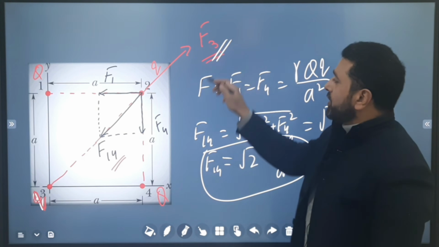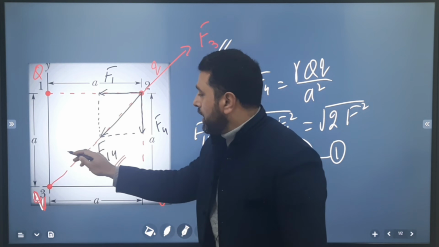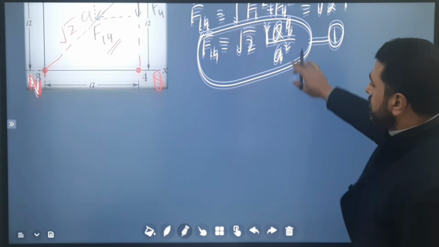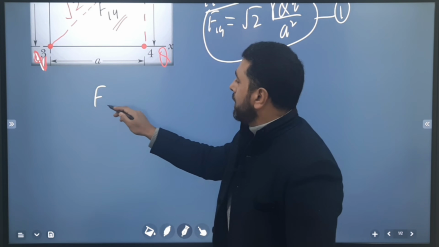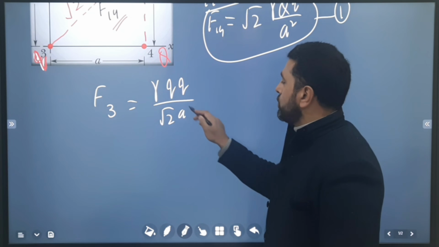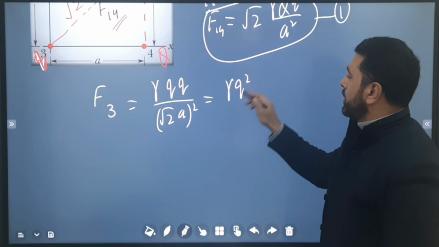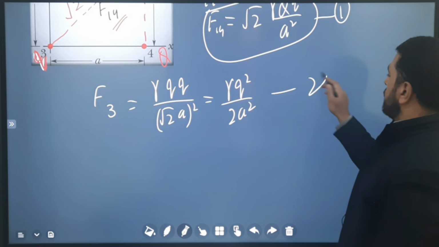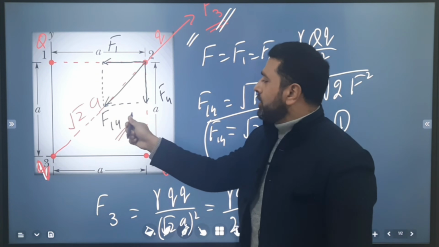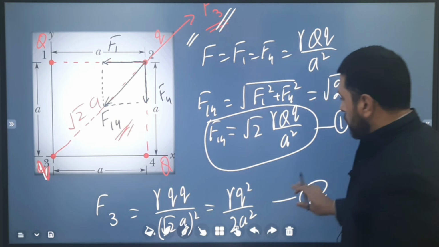Then let's find out F3. Again, the diagonal length is the distance between the two charges, which is under root 2a. So F3 is gamma small q divided by root 2a squared, which is gamma q squared divided by 2a squared. Call this equation 2. Now these two forces, magnitude wise, must be the same, then only they will cancel out and net force will be 0. So let's equate the two.